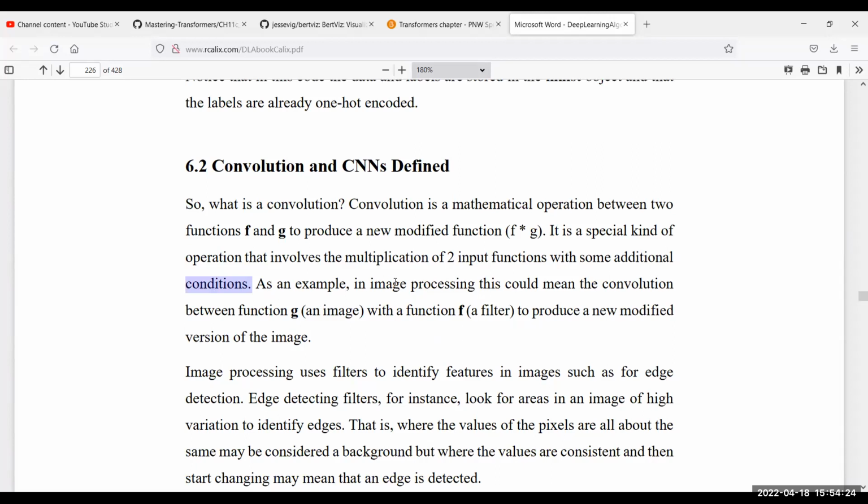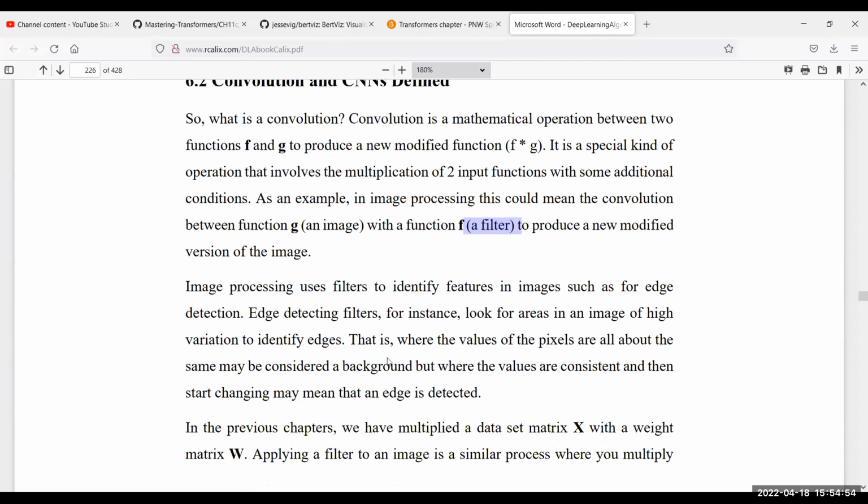As an example, in image processing, this could mean the convolution between function g, which is an image, let's say a 28 by 28 image, and a function f, which is a filter, where the filter is probably 5 by 5 or something along those lines. In the operation, you can think of it as the filter going through the image and transforming all the pixels. This produces a new modified version of the image.